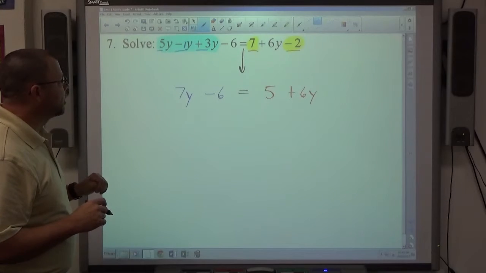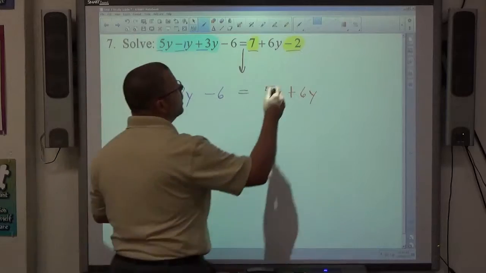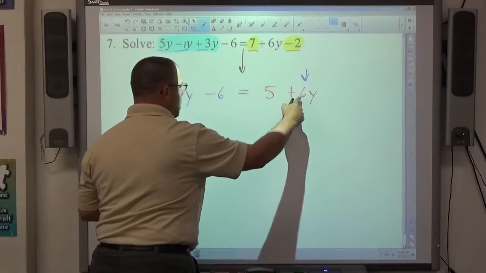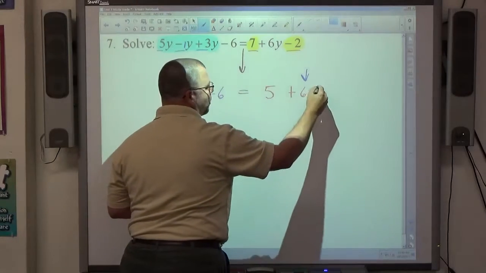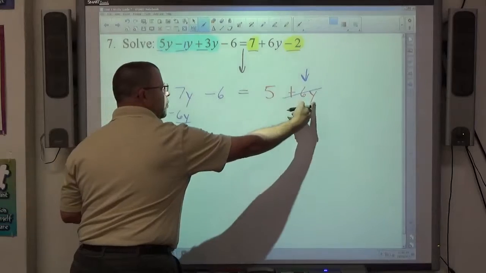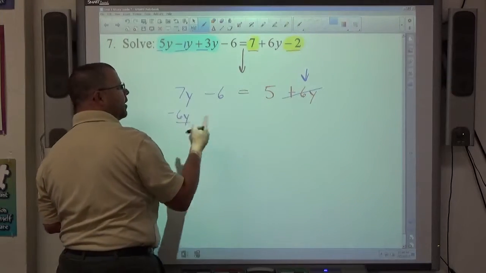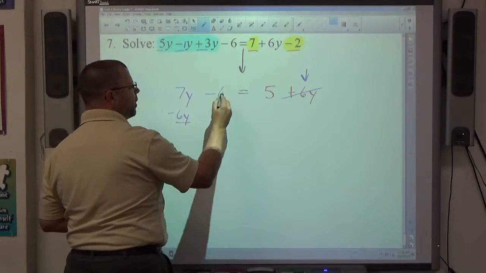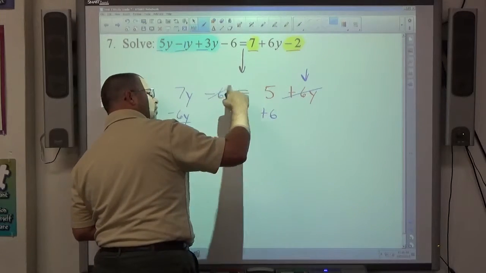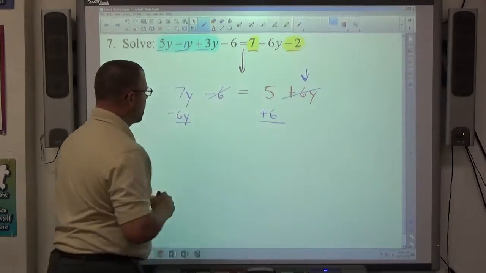Next, we want to get y's on one side, numbers on the other, and this y term has a smaller coefficient than that y term, so that's the one I would move. So plus 6y moves over here, becomes minus 6y. It moves across the equal sign, so we change its sign. And since I got y's on this side, I'm going to get my numbers on that side, so minus 6 has to move over, becomes positive 6. Again, it moves across the equal sign and changes signs.